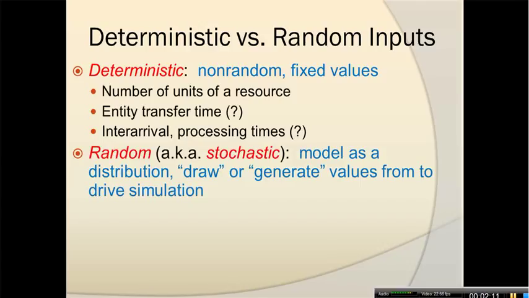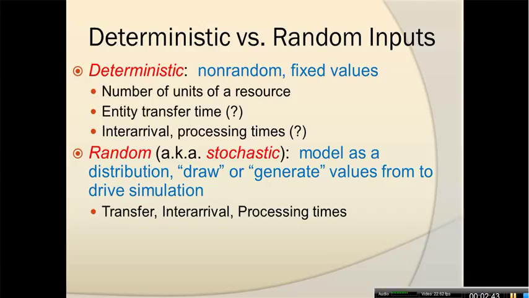We could also have random inputs, also known as stochastic, and they model a value as a distribution, which allows us to draw or generate values, and these values generated from this random distribution will be used to drive the simulation. Examples of random inputs are transfer, inter-arrival, and processing times.